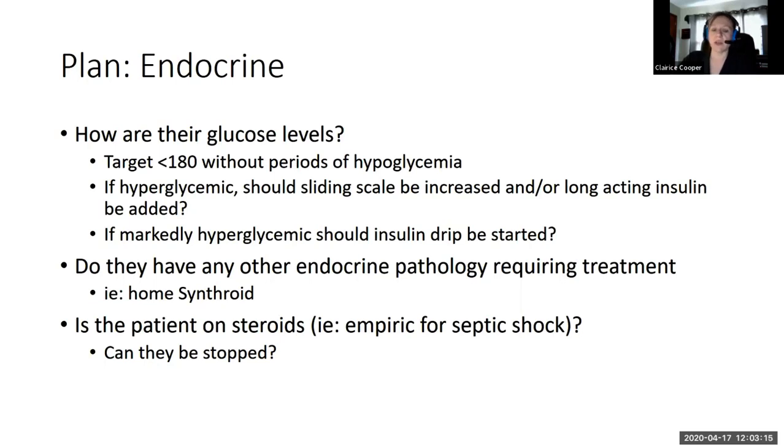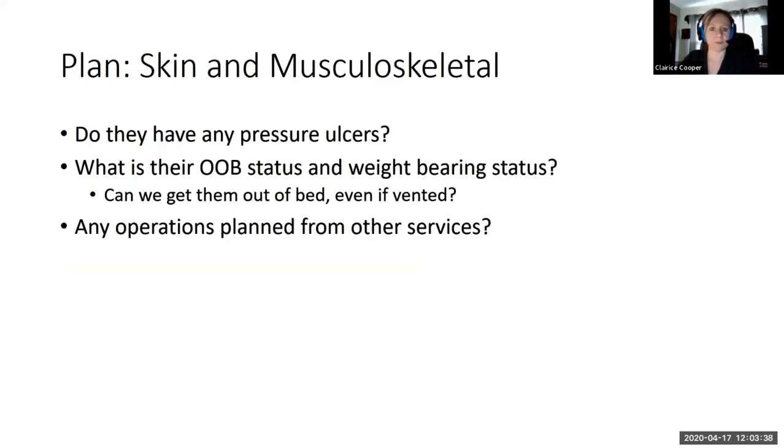So if they were started on steroids empirically as part of septic shock, then you should always be asking, can they be stopped? And similarly to other things, you want to double check that they weren't on steroids at home. If they were, maybe they need a stress dose. Certainly they shouldn't be stopped. So all of those things need consideration.